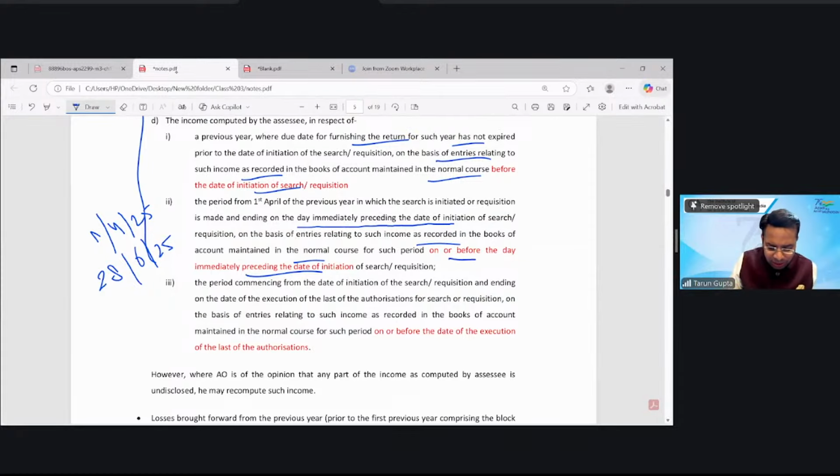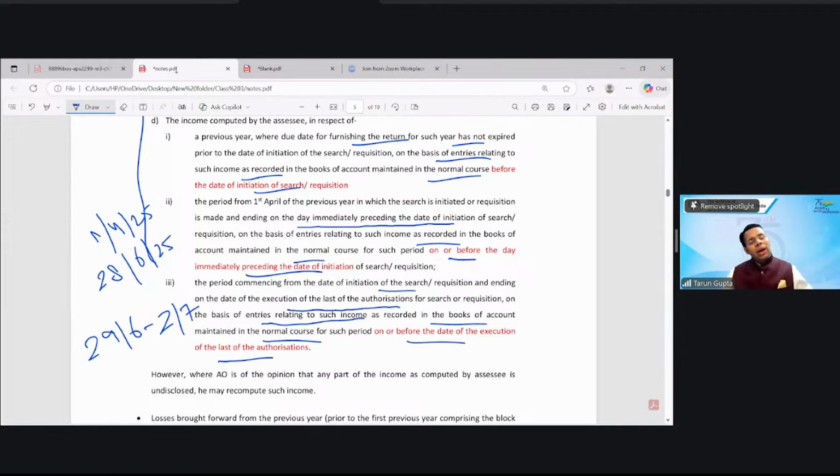The period commencing from the date of initiation of search, 29 June, starting from 29 June, and ending on the date of execution of the last of the authorizations of search, 22nd July. You understood? Last of the authorization means the date of conclusion. On the basis of entry relating to such income as recorded in the books of account maintained in normal course for such period on or before the date of execution of last authorization. So even if I have not furnished a return of income, but I have recorded everything and there was a time to furnish return of income, then it will be deemed that I would have offered, and all this income shall not form part of undisclosed income.